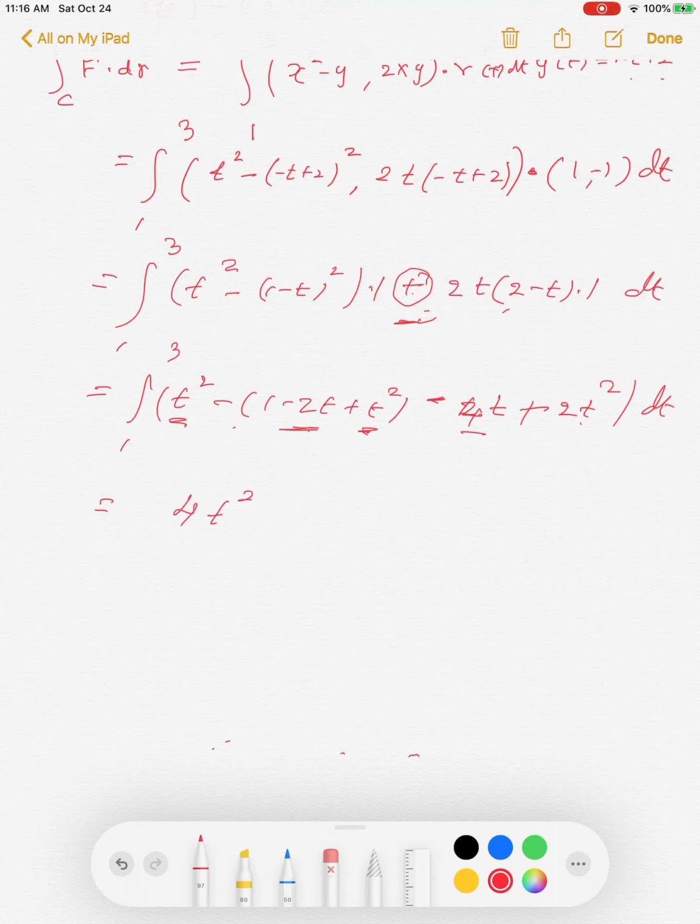So now let's see how many t squares we have. 2t square plus 2t square is 4t square. Then 4t minus 2t is 2t, minus 1. Is that how it is going to be? Let's see what it turns out to be.